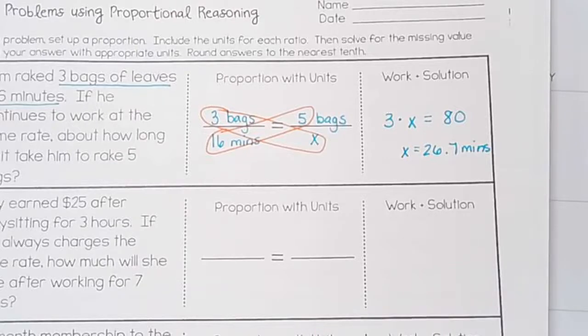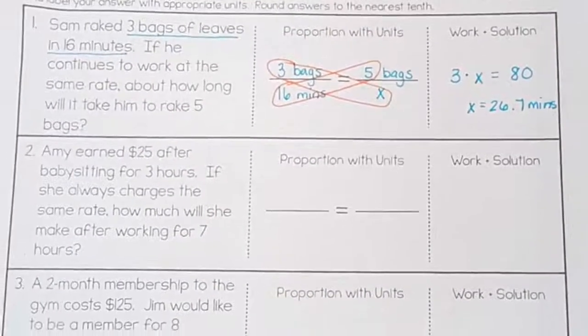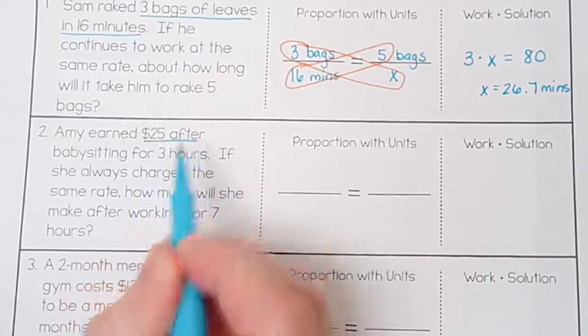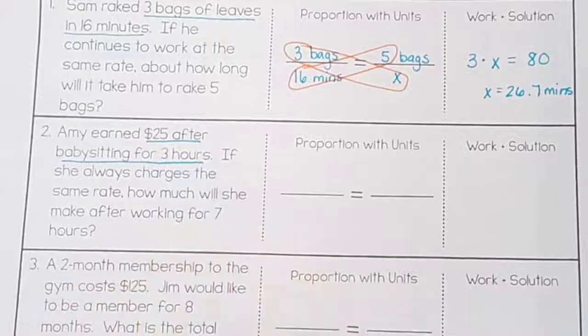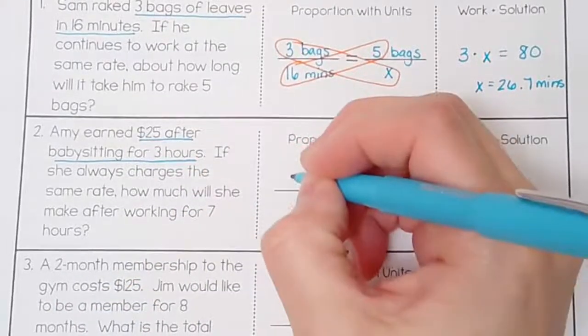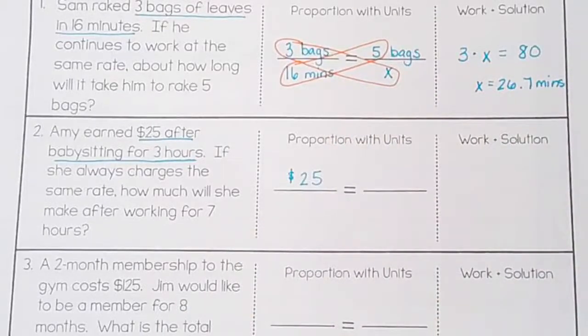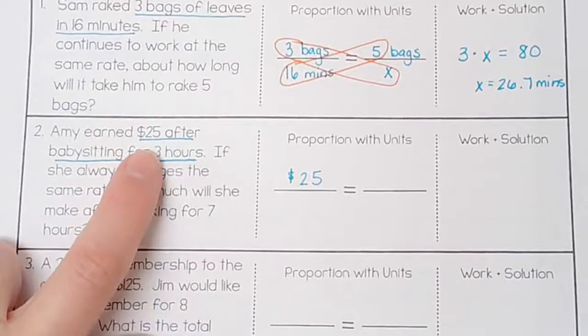All right, next one. Amy earned $25 after babysitting for 3 hours. If she charges the same rate, how much will she make after working for 7 hours? Okay. So clearly my two units are dollars and hours. So it doesn't matter which one goes on top or bottom. You just need to make sure that the two things that go together are together. So what I mean by that is this $25 clearly goes with 3 hours. You wouldn't have the $25 way up here and then it going with the 7 hours way down here. That doesn't make sense. $25 and 3 hours go together.